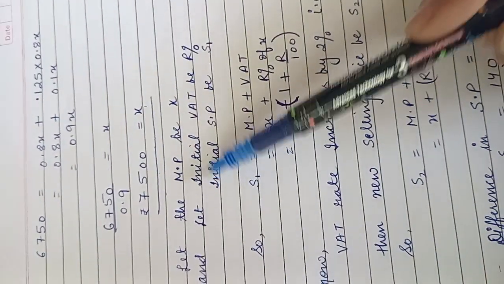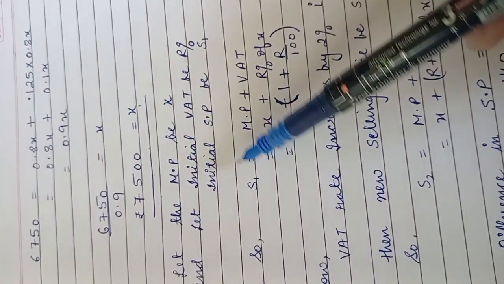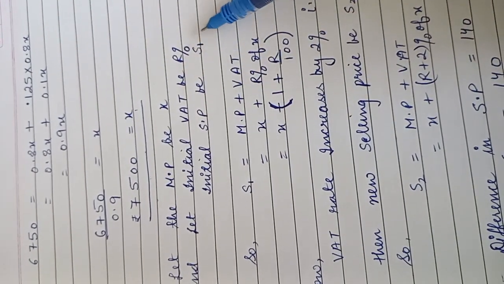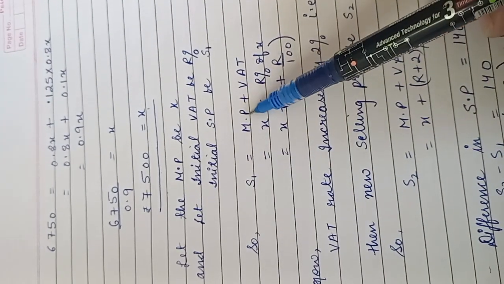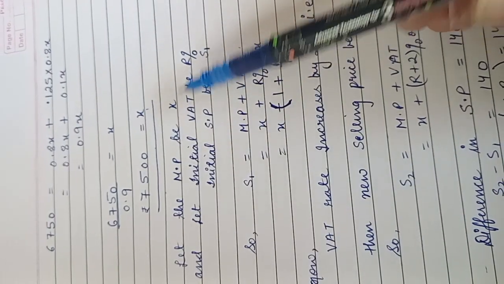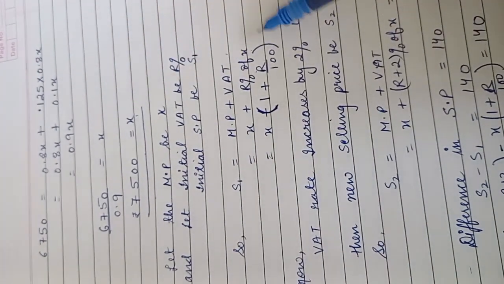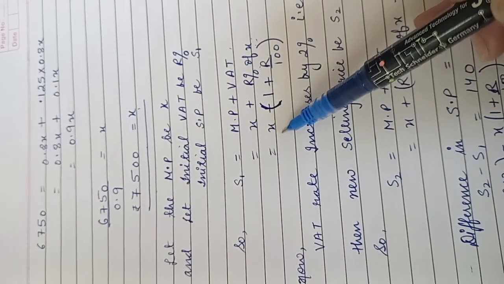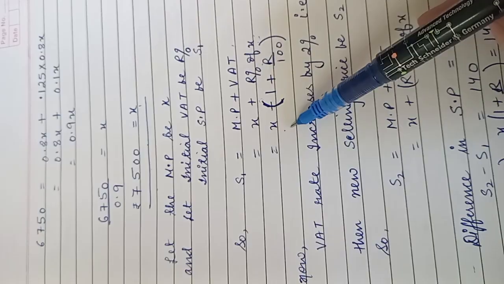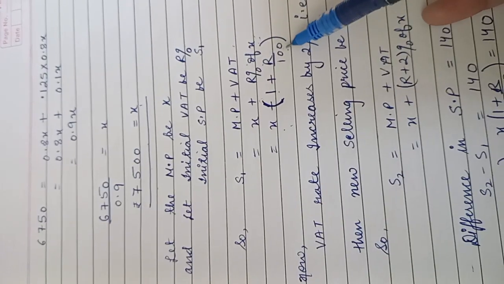So let the marked price be x, and initially the tax rate we have taken is r%. Then initially the selling price would be s1. You can let any variable. s1, that is the selling price, equals the marked price plus the tax. Marked price is x, tax we have taken r, so r% of what? r% of the listed price. There are two terms, so we will take the common x in the bracket. From the first term x has been taken out, so there will be 1, and the second term will be r percent upon 100.